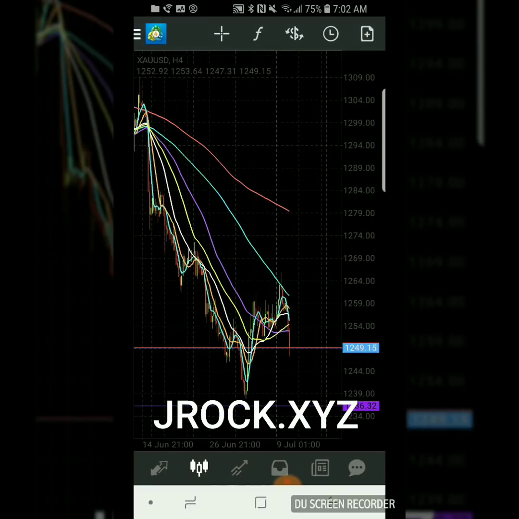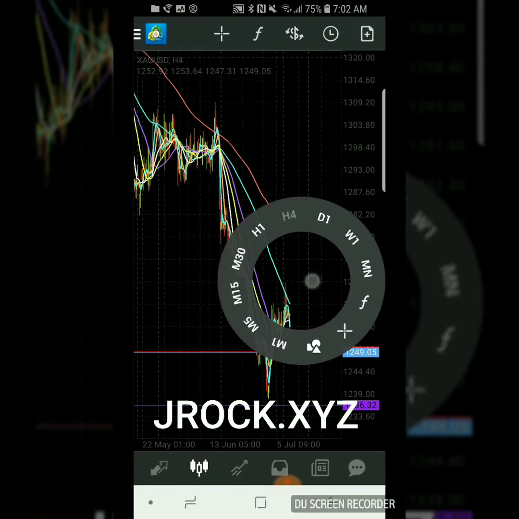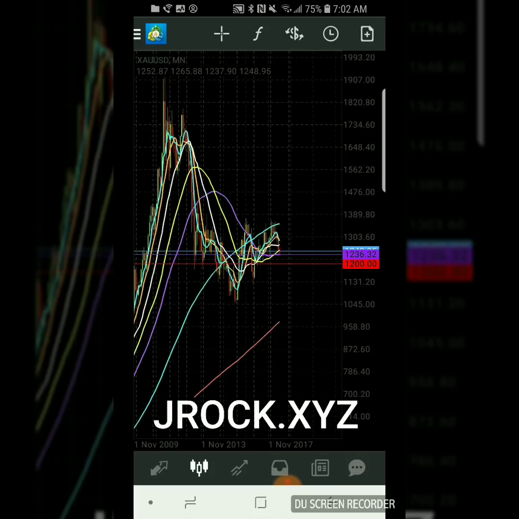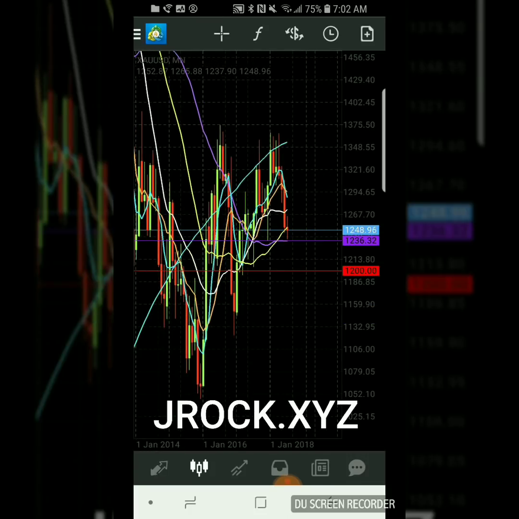So as you see, I believe gold will come down, and if we go to the month time frame, I said we will probably come down to 1200 when we break below that 50. 1200 is going to be a good whole number, like a century mark on the chart.